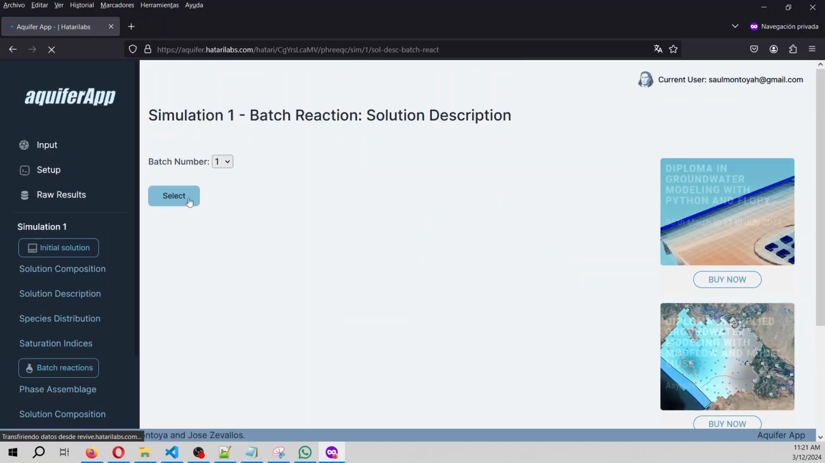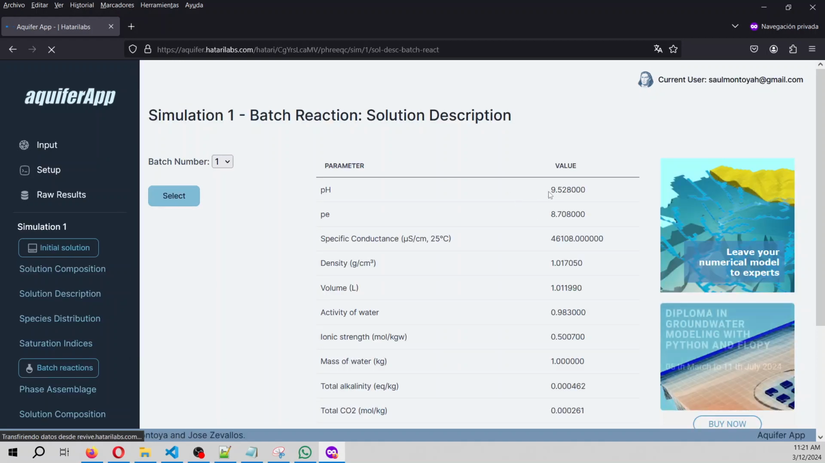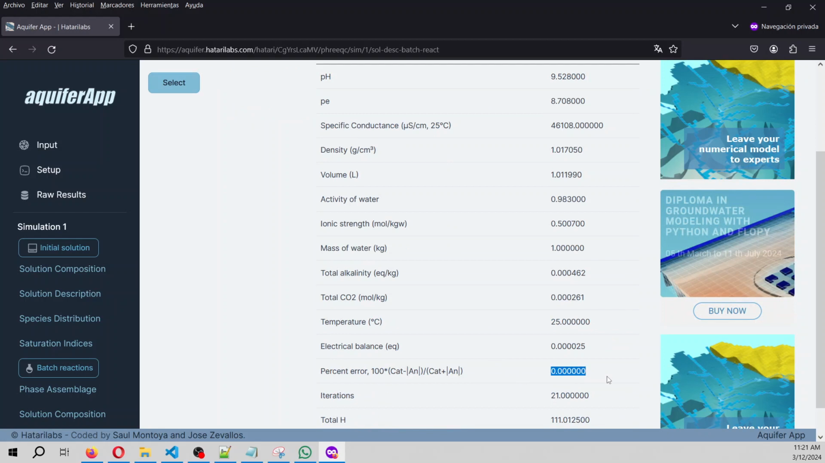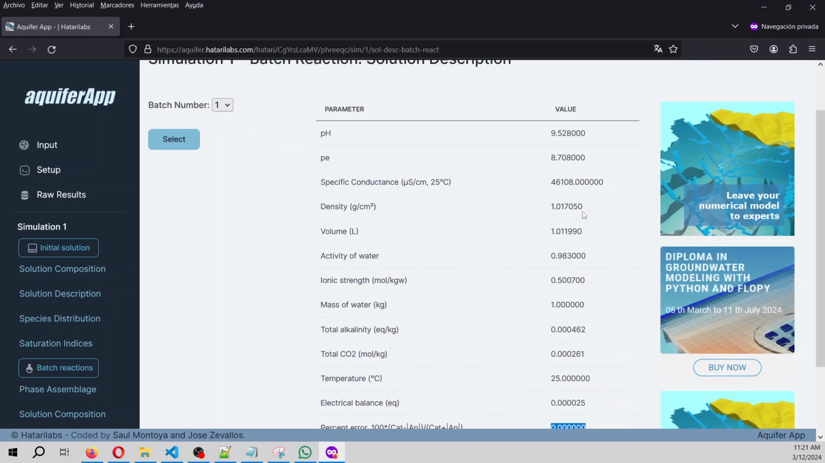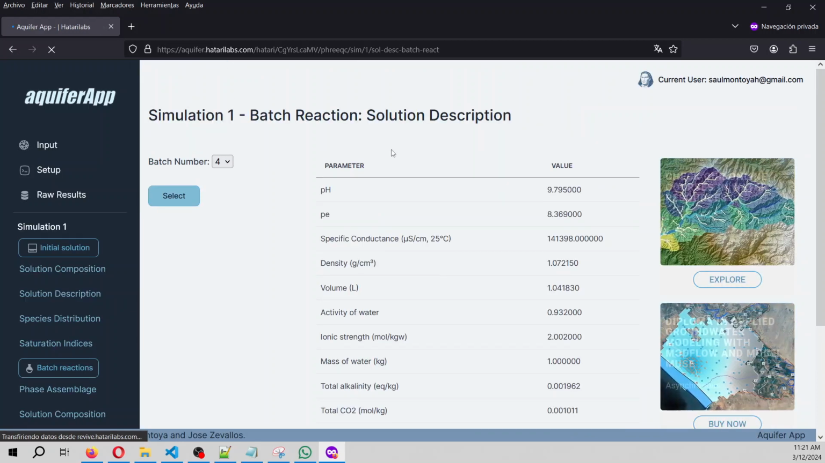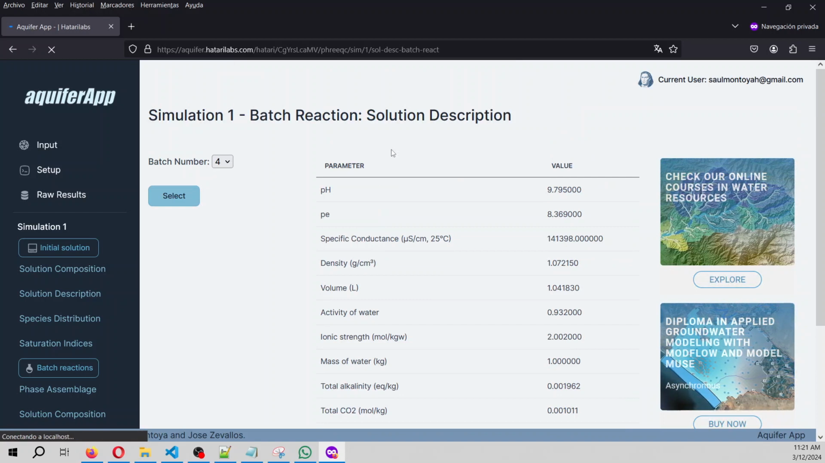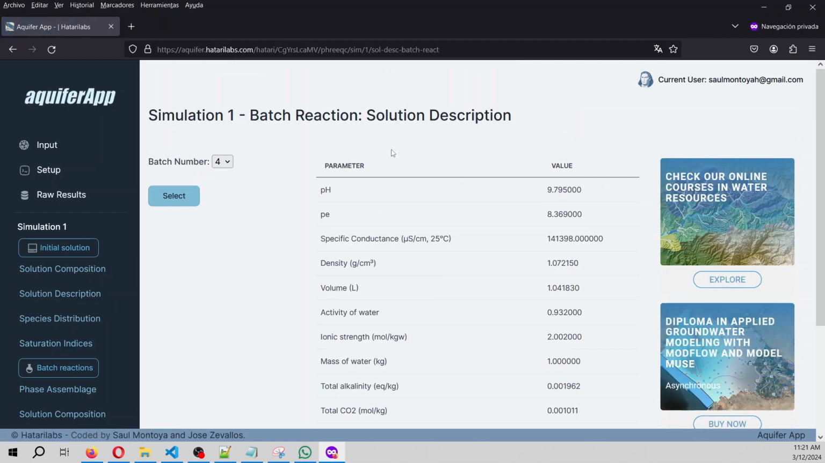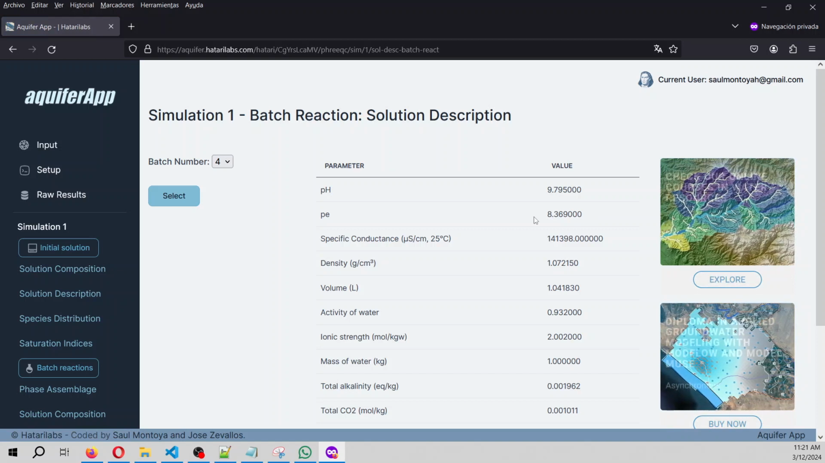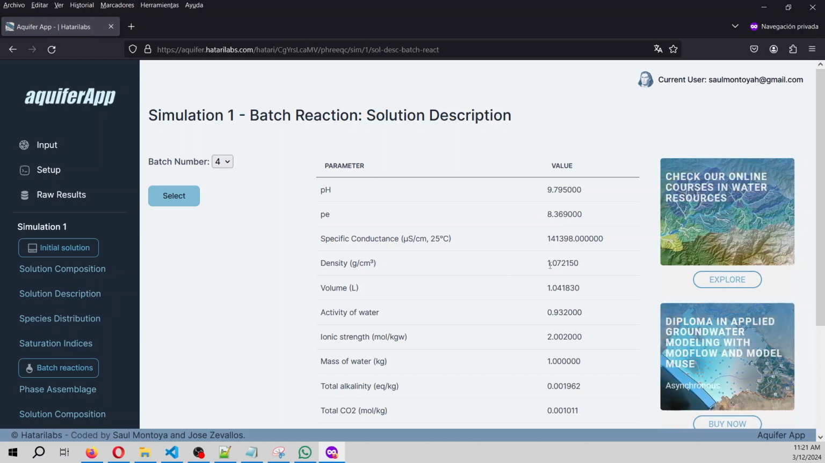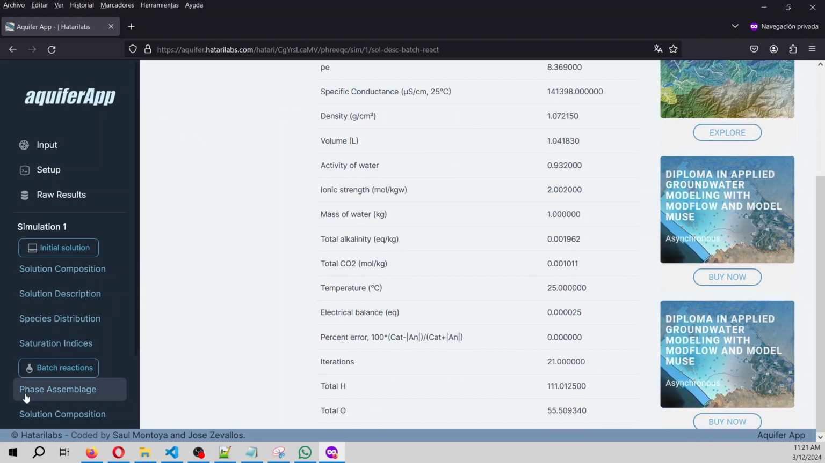In the description, we see that the pH has increased from 4.5 to 9.52, and the percent error is 0, and the density is 1.0117. For the last reaction, by adding more calcite, the pH has increased but is still in the order of 9. It hasn't changed to 10. The density has increased from 1.017 to 1.072, and the percent error is 0.